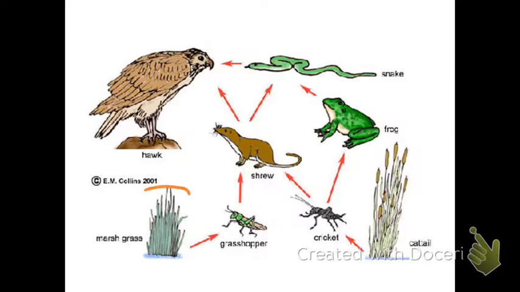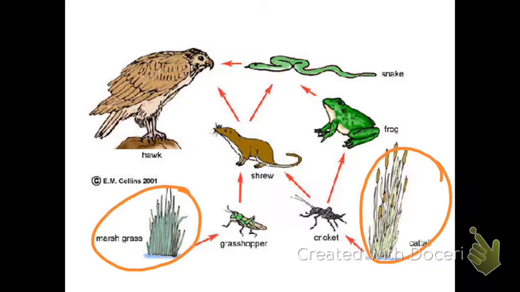So if we look here, I see two producers in our food web, and that's going to be our marsh grass and our cattails. These are our producers. We know they're producers because there is no arrow coming to them. They are at the bottom of our food web. So they are getting the energy from the sun. They are bringing that energy into our ecosystem.